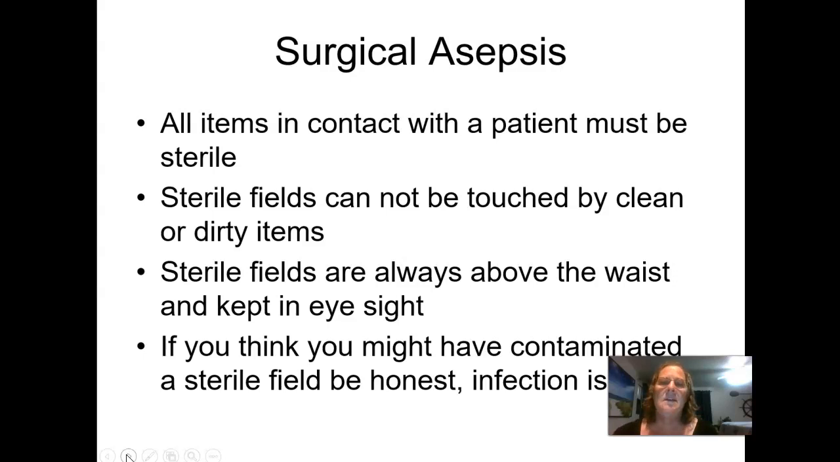Surgical asepsis, we said, is where everything is sterile, and as a CNA, we are not going to do sterile procedures or sterile techniques. In surgical asepsis, all items in contact with a patient must be sterile. Sterile fields cannot be touched by clean or dirty linens, and everything has to be up above the waist where you can see it. Now, if you're going in to help a nurse with a sterile procedure and this nurse has put a sterile field out and you think you've accidentally contaminated it or touched something, please be honest about it and let them know so they can set up a new sterile field so we don't risk infection for that person.